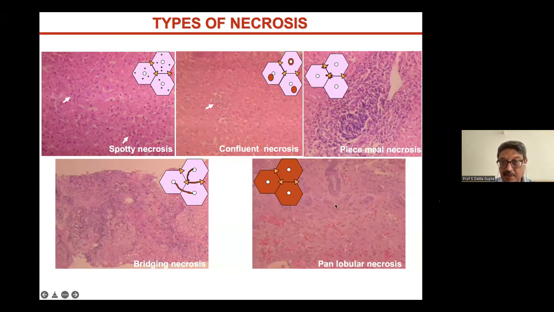And this is panlobular necrosis. This is one portal tract. This is another. So you see the entire lobules have necrosed. We'll see other examples, and therefore the liver would be shrunken in size. The liver span will decrease. You do an ultrasound, it will be a very small liver. These are the cases that present with acute liver failure, fulminant liver failure.